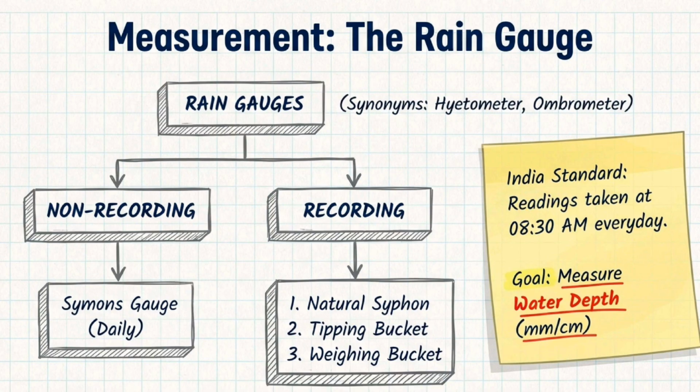Rain gauges are mainly divided into two types. The first type is non-recording rain gauge. This type only measures the total rainfall over a period of time. It does not record how rainfall changes during the storm. A common example is the Symon's rain gauge, which is widely used and usually read once daily.